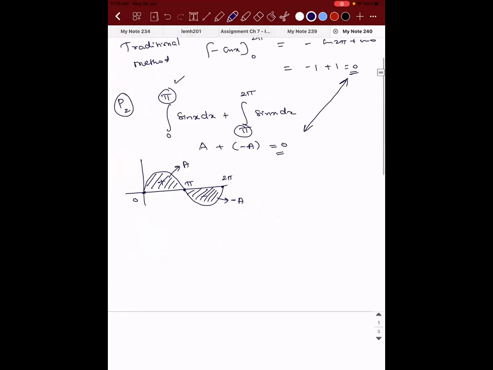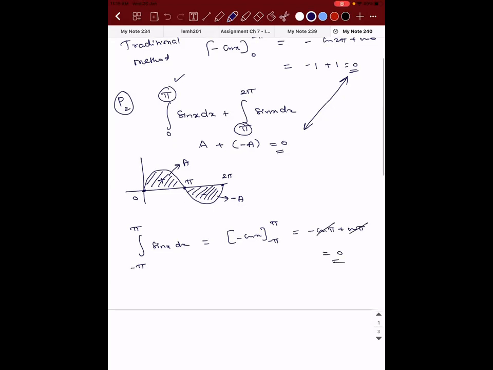If I have to make it very simple, the integral of minus pi to pi, sin x dx, for example. The traditional method is minus cos x between minus pi to pi. So you will get minus cos pi plus cos pi. What will be the answer? It will be 0, right?